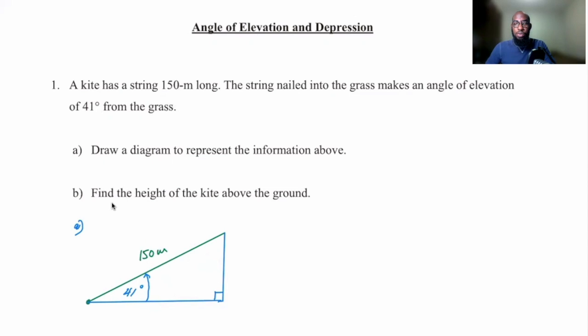Part B asks us to find the height of the kite above the ground. Now, this is the kite. Just a little illustration here. There's the kite. We want to know what is the height of the kite above the ground. So we want to find out what is h. So we have to label our diagram.